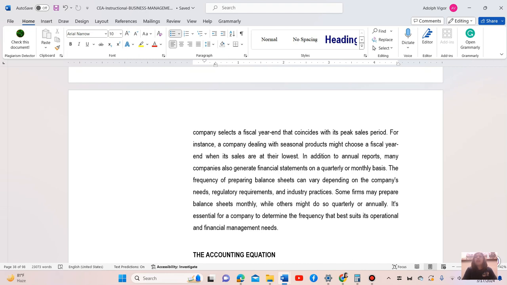The frequency of preparing balance sheets can vary depending on companies' needs, regulatory requirements, which is the BIR, and industry practices. Some firms may prepare balance sheets monthly, while others might do so quarterly or annually. It's essential for a company to determine the frequency that best suits its operational and financial management needs.